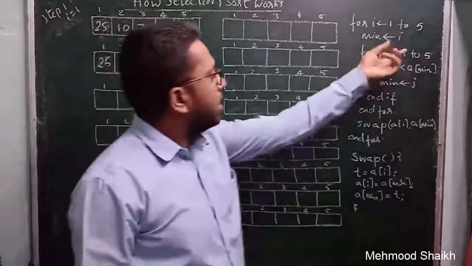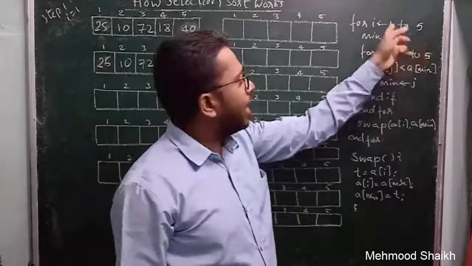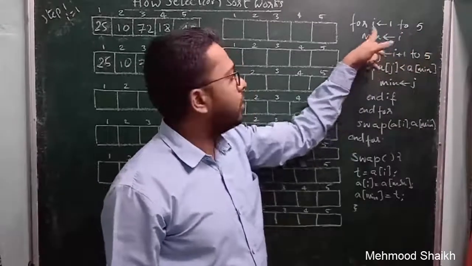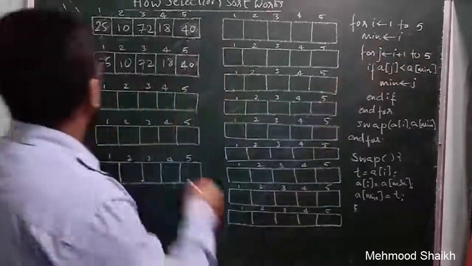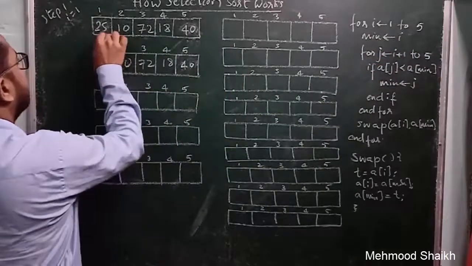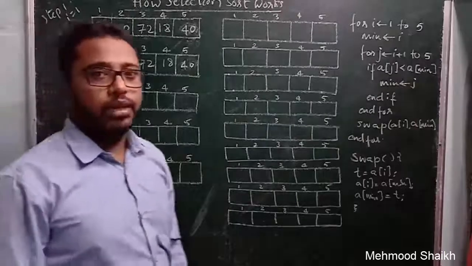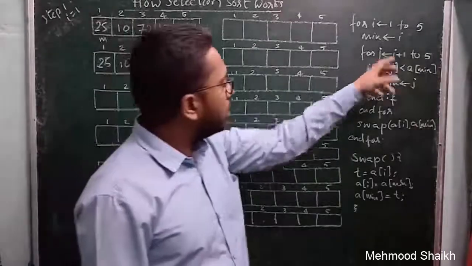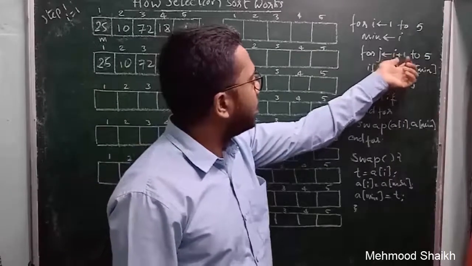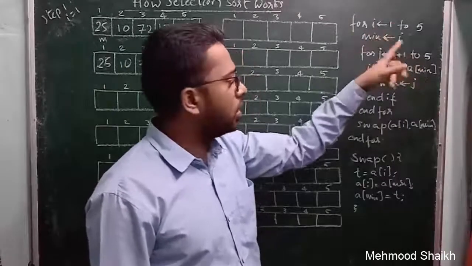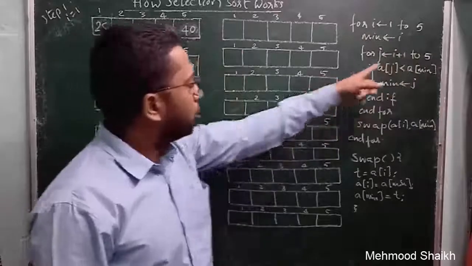Then I will initialize min with the value of i. The value of i is 1, so I will pass the value 1 to min. That means I am considering this first element as the minimum element. Next I will come to the for loop to run it from j equals i plus 1. i was 1, so i plus 1 becomes 2, 2 to 5.